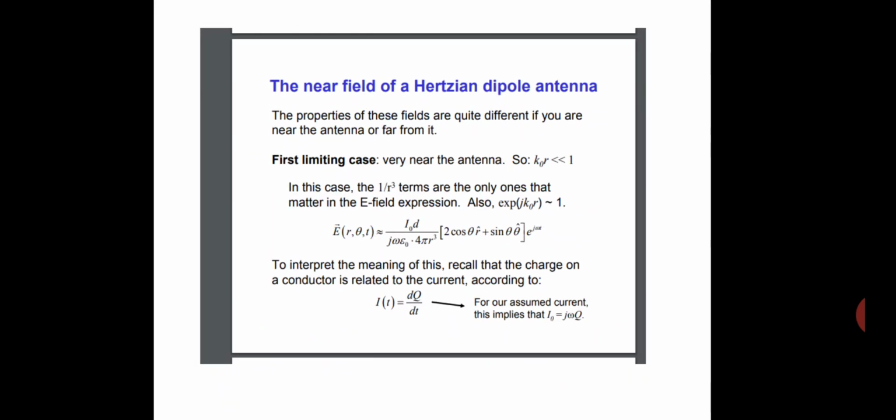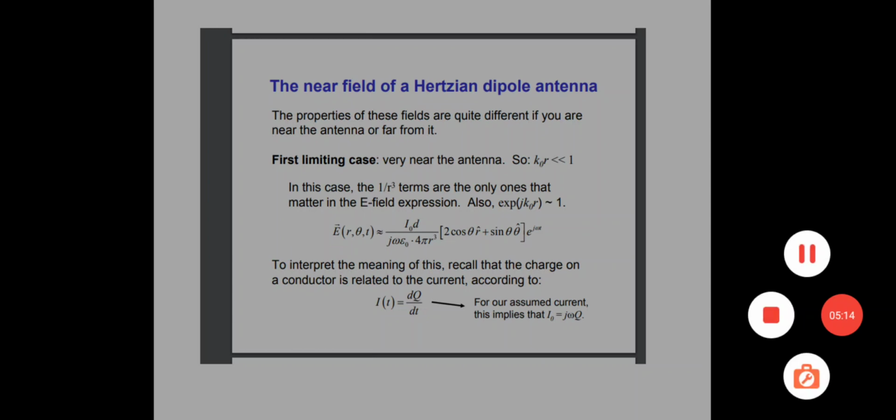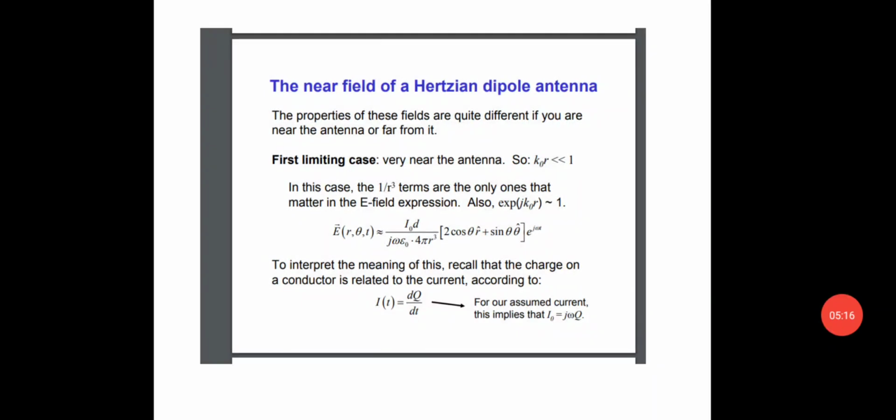The near field of a Hertz dipole antenna. The properties of these fields are quite different if you are near the antenna or far from it. First limiting case, very near the antenna, so k naught r is very much less than 1.